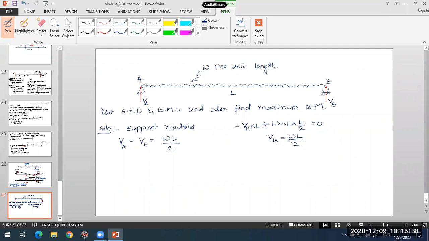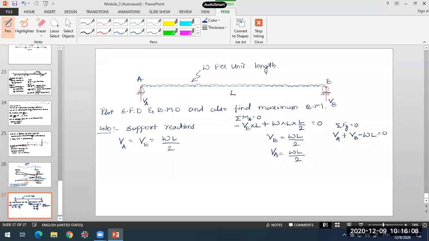From this, it is also clear that VA plus VB minus W into L, this is summation Fy equal to 0, should come out to 0. So if you substitute for VB, you will conclude that VA is also equal to W into L by 2. So the two reactions are equal in magnitude.